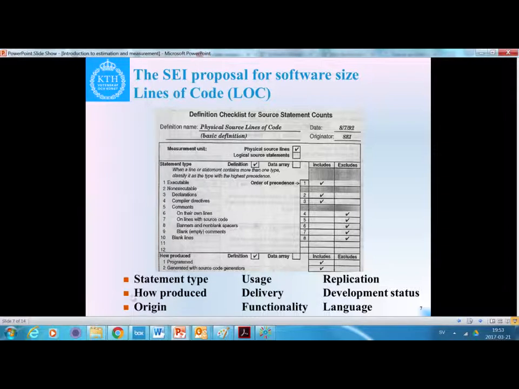But let us have a look at statement type. You look at a line of code and it is either executable or non-executable. Non-executable lines are declarations, compiler directives, comments on their own lines or on lines with source code, banners and non-blank spaces, and blank empty comments. Usually you have them so that you can make the code more readable, and you also have blank lines. So using this type of information you can define your own lines of code within an organization.